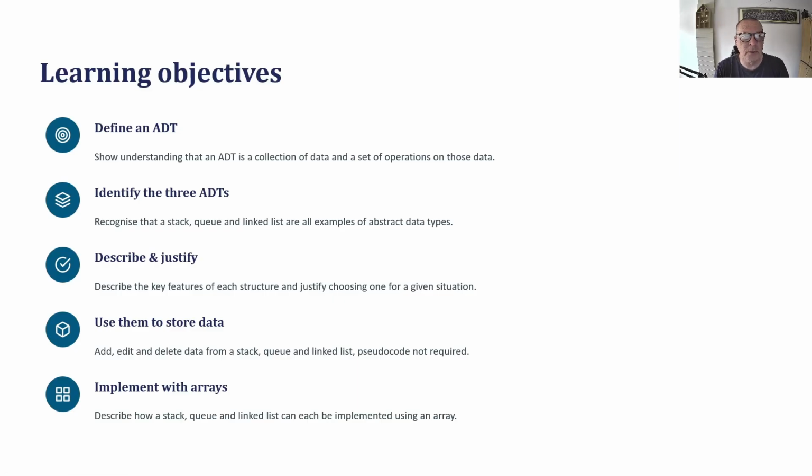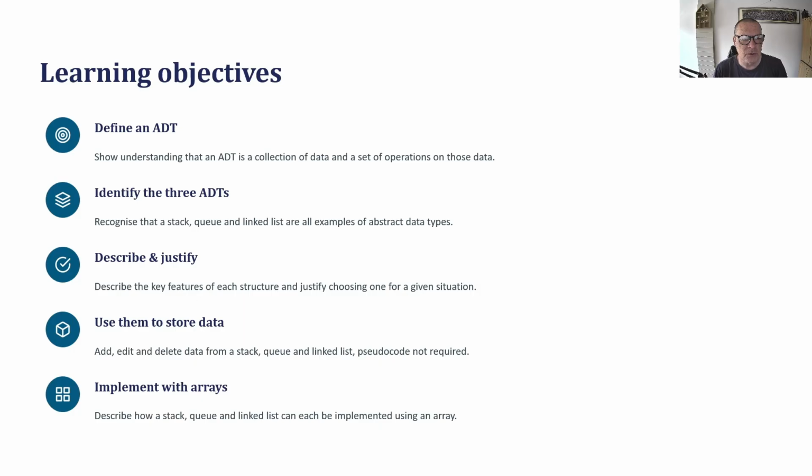So what we need to do is be able to define abstract data types, understand that they're a collection of data and the operations that take place on the data. We need to be able to identify abstract data types, including stacks, queues, and linked lists. We need to be able to describe the key features of each of those and justify which one we would use in a given situation.